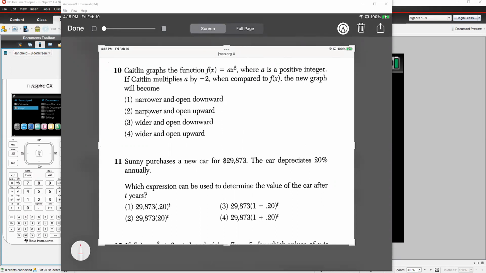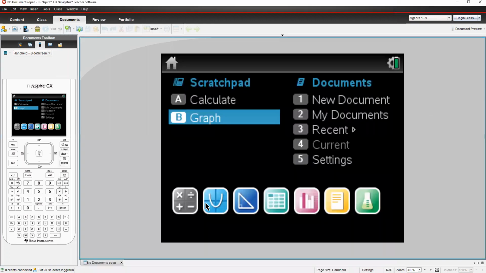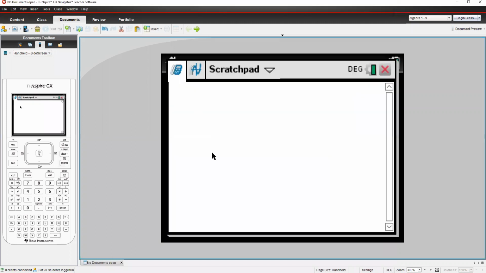All right, so now, if you know your transformation rules, this is a pretty simple question, but even if you don't know your transformation rules, you still can get this because you have a powerful calculator. So here's what I'm going to do. I'm going to show you how I want my kids to do this, especially if they get stuck. So first thing I'm going to do is go to the calculate part.